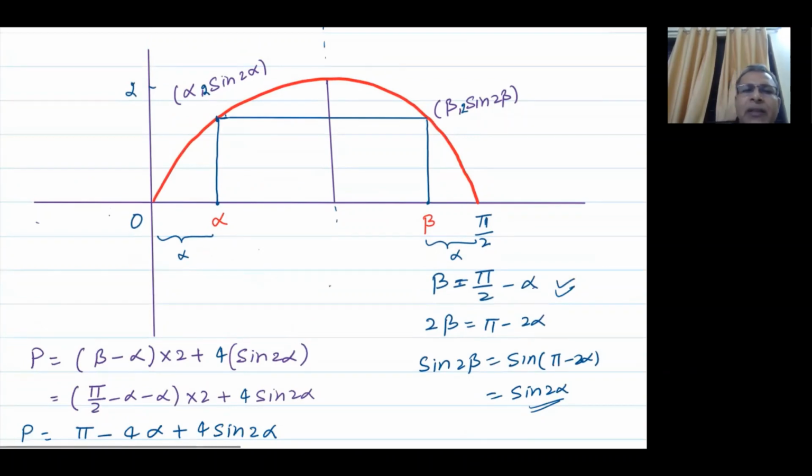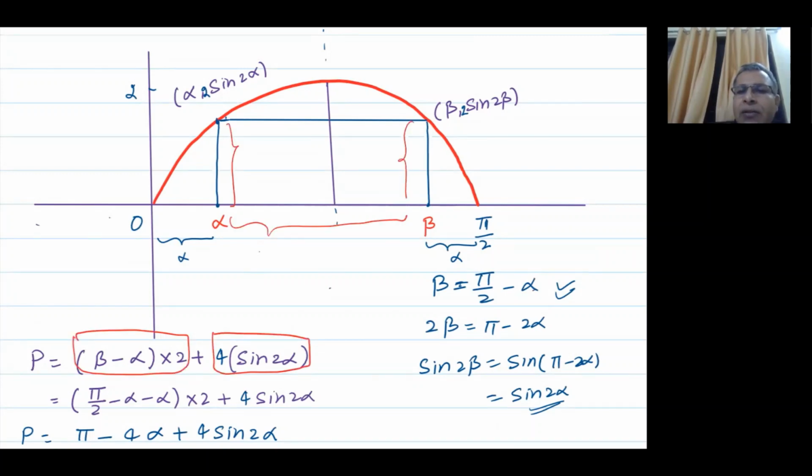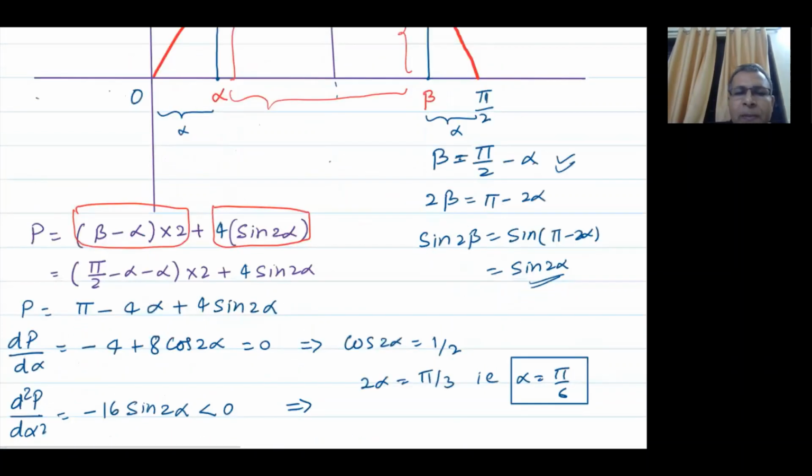So what is the perimeter? For the perimeter, we have to write this length. This is beta minus alpha, so beta minus alpha twice. Then we write this length, and this is 2 sine 2 alpha, and this is also 2 sine 2 beta. So 2 sine 2 beta is the same as 2 sine 2 alpha, so it becomes 4 sine 2 alpha. And now we have to differentiate this expression.